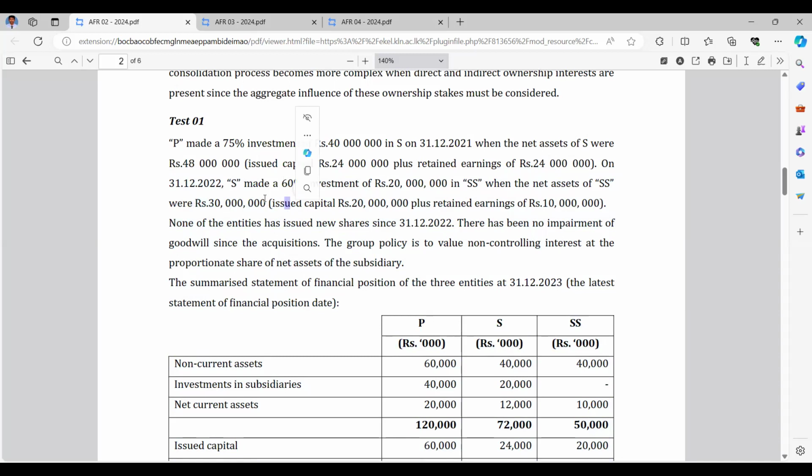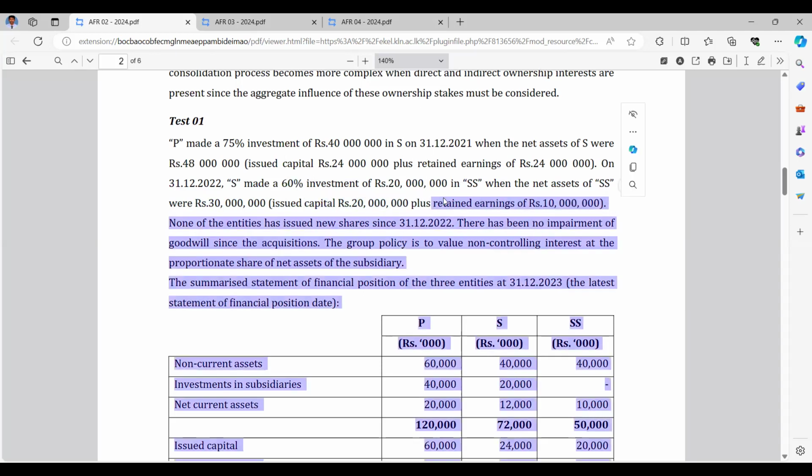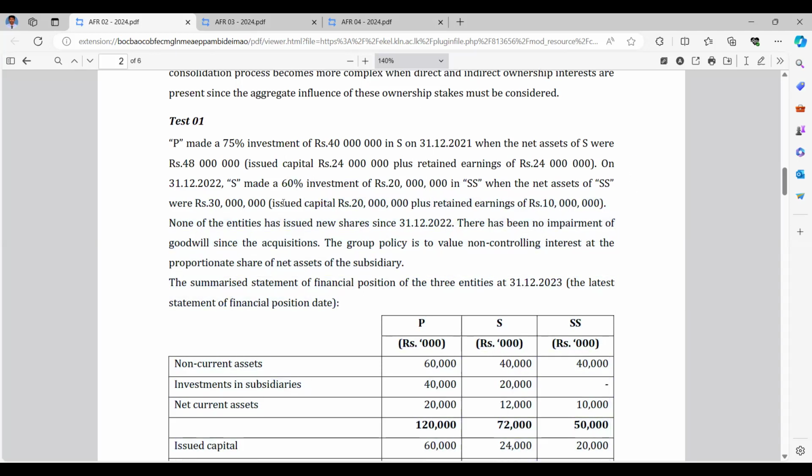The categorization of the net assets is issued capital 20 million plus retained earnings 10 million. None of these entities has issued new shares since 31st December 2022. There is no impairment of goodwill. The group policy is to measure NCI at proportionate share.